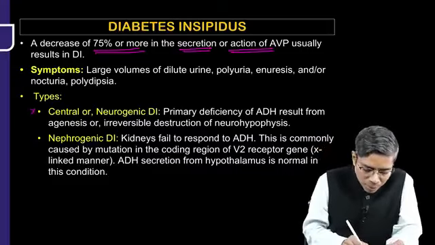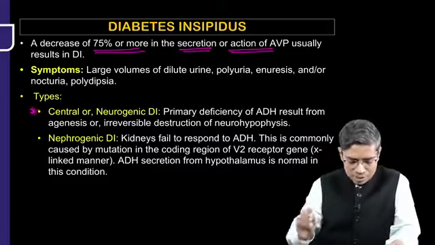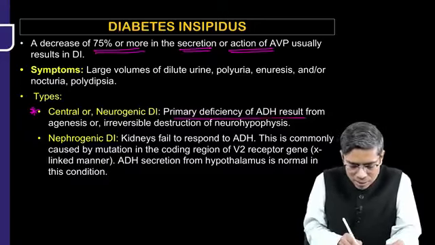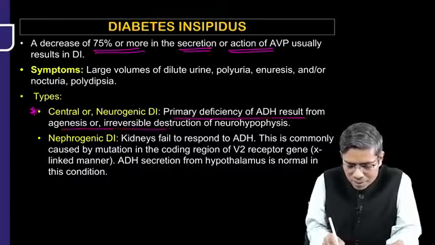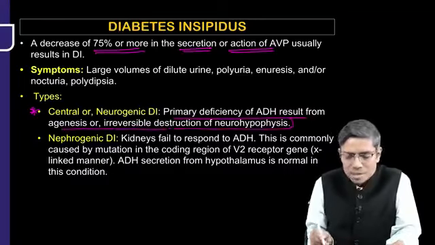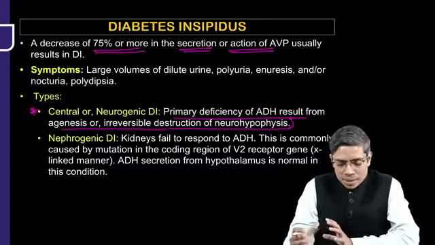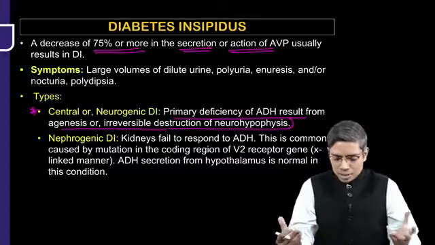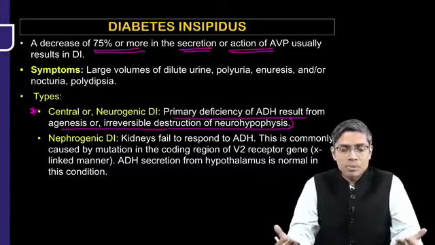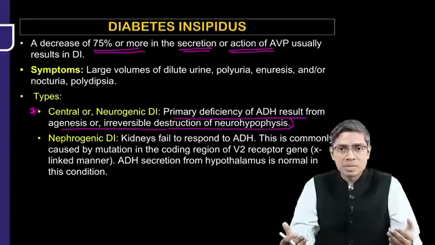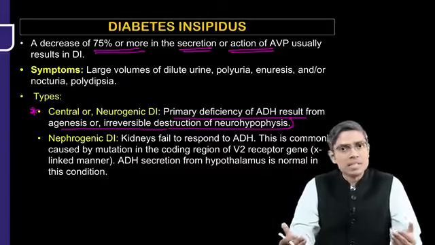So if the problem is at the level of secretion or synthesis, okay, primary deficiency of ADH results from agenesis or irreversible destruction of the neurohypophysis. We all know the neurohypophysis is the posterior pituitary, right? If there is agenesis or irreversible damage of the posterior pituitary, then ADH secretion will be lesser. If it is decreased by more than 75% of normal, then that is central or neurogenic diabetes insipidus.